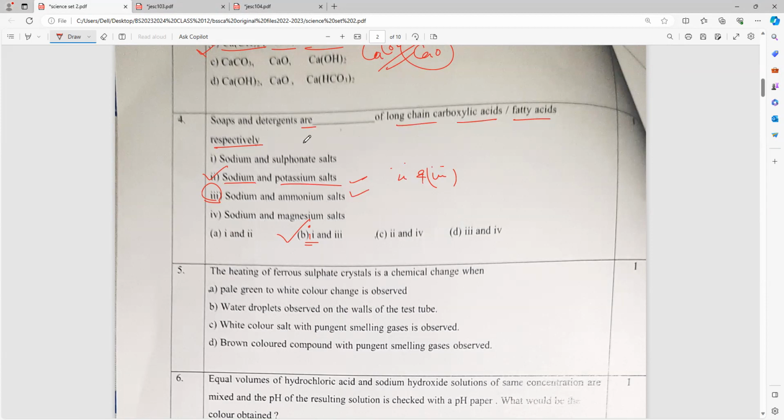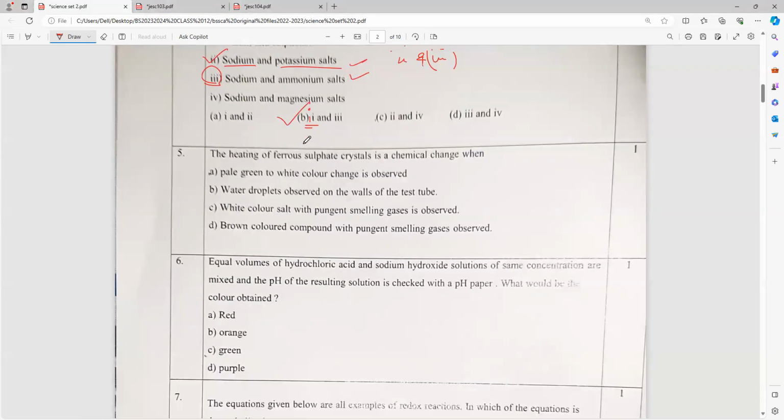Next, the heating of ferrous sulfate crystals is a chemical change when? This question keeps on coming, am I right, guys? Every time it is coming, chapter number 1. The heating of ferrous sulfate crystals is a chemical change when? First, at the beginning, no change in water. So first, FeSO4·7H2O is present. If you are heating, what will happen? Yesterday, in the offline class also, I told you. The water of crystallization will be removed.